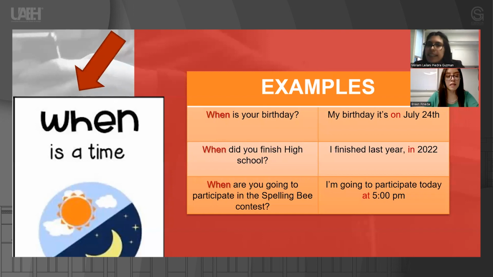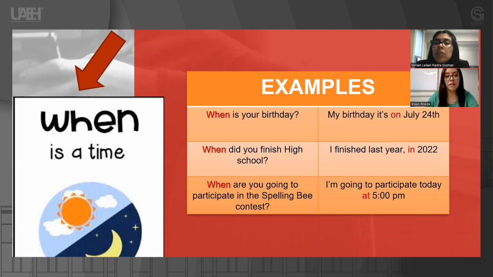The first says, when is your birthday? My birthday is on July 20th. The second says, when did you finish high school? I finished last year in 2022. When are you going to participate in the spelling bee contest? I'm going to participate today at 5 p.m.